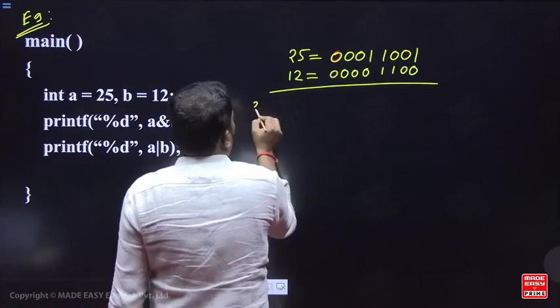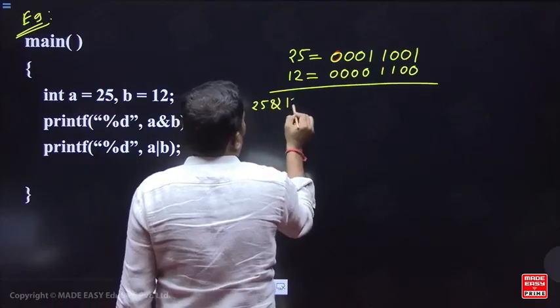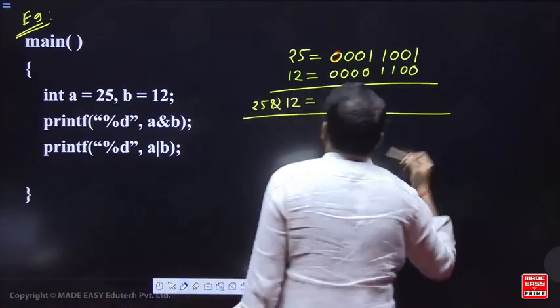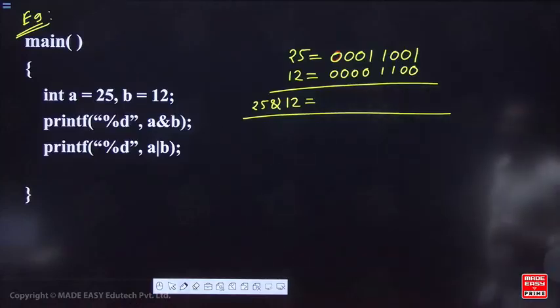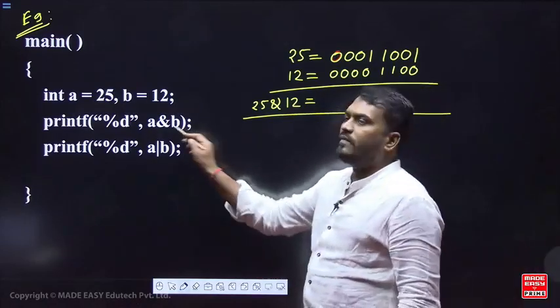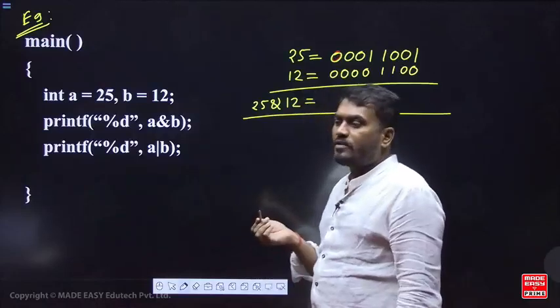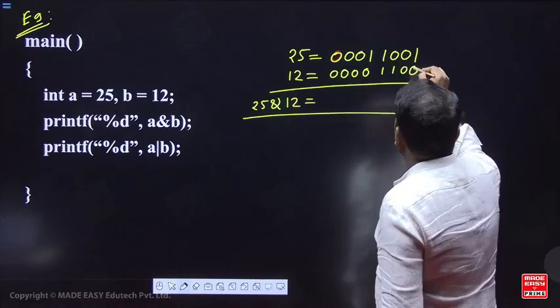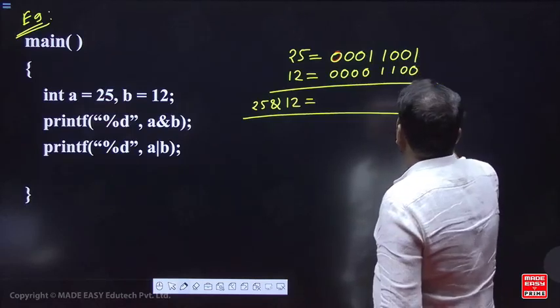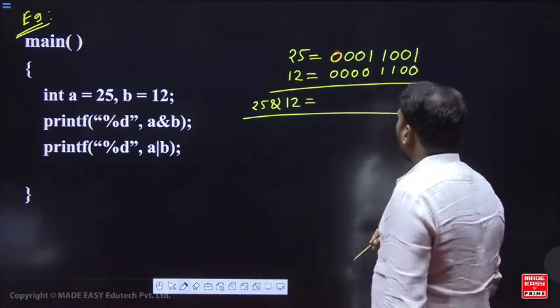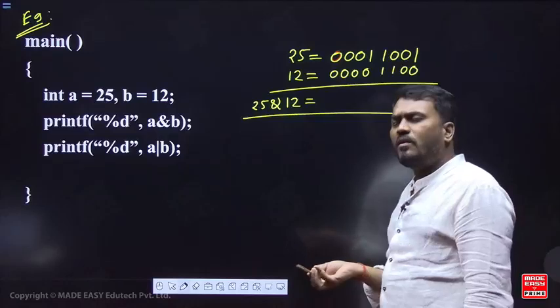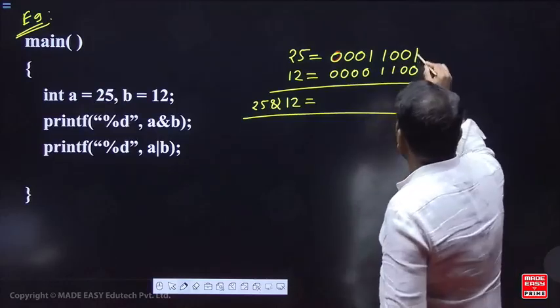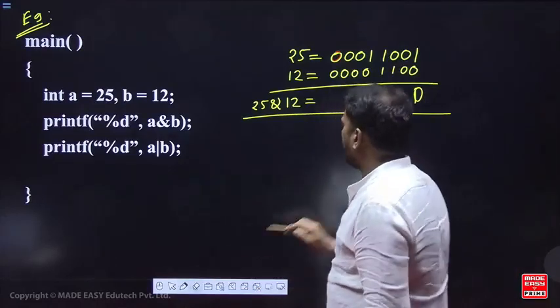So look at here. 25 and 12. So AND operation means what? If both are 1, output will be 1. So bitwise AND. एक एक बिट को AND ऑपरेशन करेगा. आप बताओ 1 0 AND करेंगे तो क्या होगा? 0. Okay, because AND means what? Both are 1, output will be 1. Yes or no? एक एक बिट को हम AND कर रहे हैं.